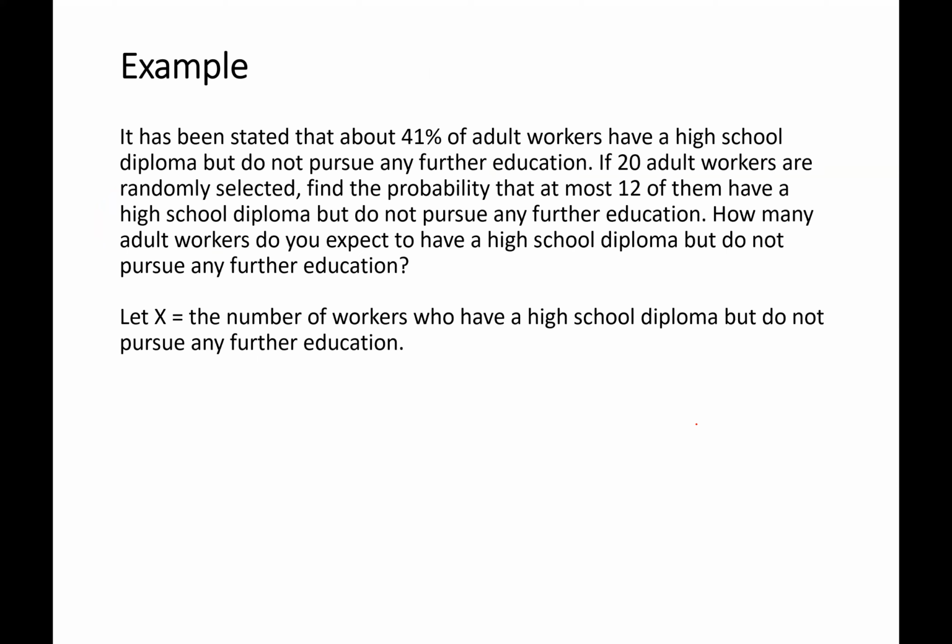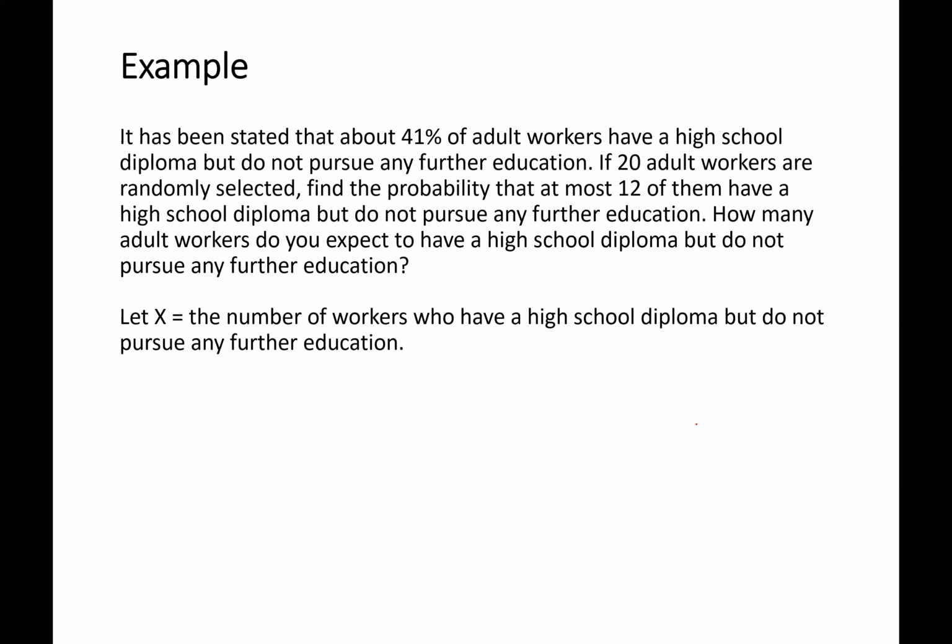So let's do this example. It has been stated that about 41% of adult workers have a high school diploma but do not pursue any further education. If 20 adult workers are randomly selected, find the probability that at most 12 of them have a high school diploma but do not pursue any further education. How many adult workers do you expect to have a high school diploma but do not pursue any further education?